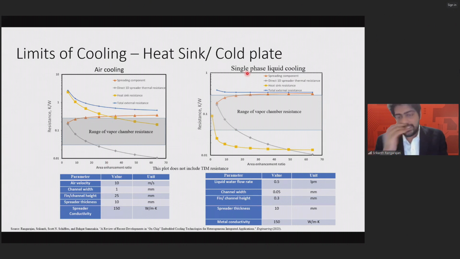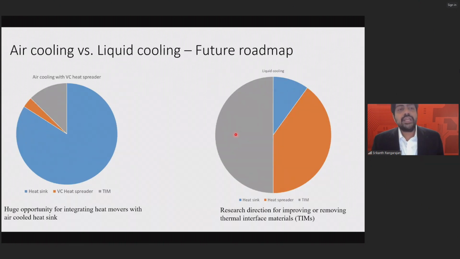But when you look at single phase liquid cooling, we see that it can start from anywhere around 0.1 and get very close to 0.02 to 0.03, which is again really good, but the more enhancement you make, it can really come to 0.015. But both of these are seen to not achieve the targets that we saw in the previous slide, which is less than 0.01. So theoretically, air cooling and single phase liquid cooling have reached their limits, and now we have to look for really exotic cooling solutions to achieve the new age targets. And for air cooling and liquid cooling, there are some huge opportunities. So this is a breakdown of the resistances that we have.